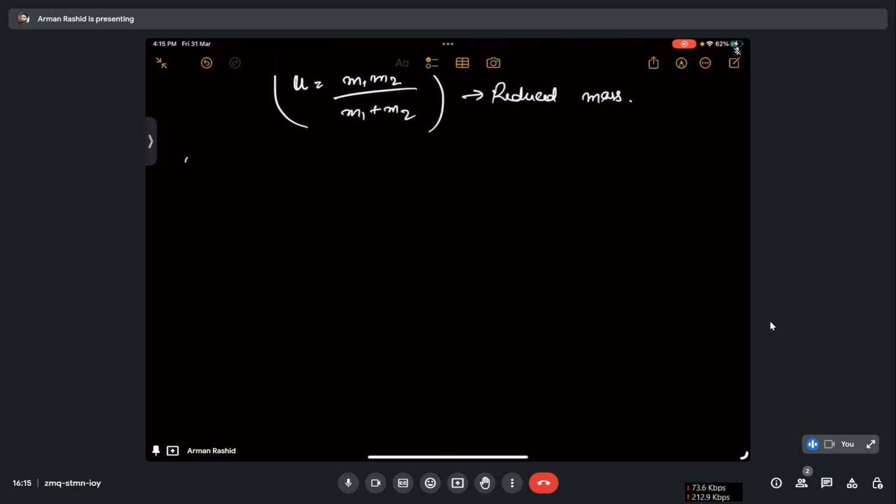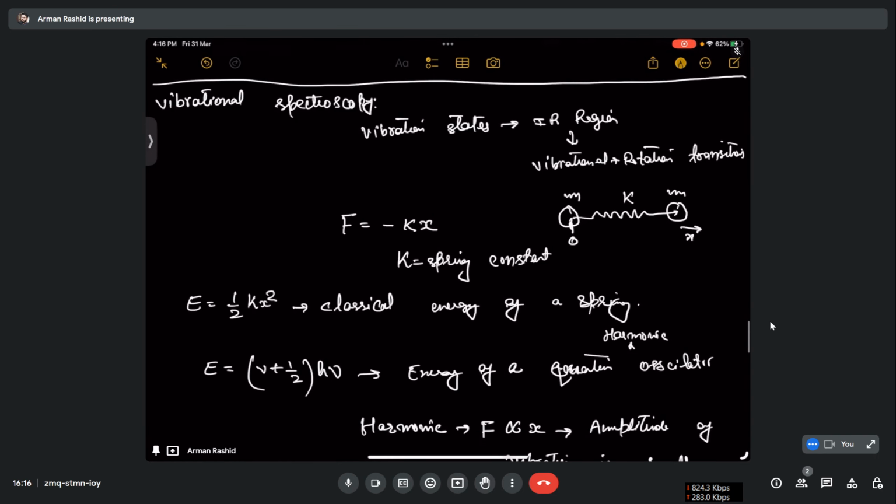Okay, now we'll make the different energy states. We have a vibrational energy equivalent to v plus 1 by 2 h nu. So when v is equivalent to 0, what will be the state? The energy is given by 1 by 2 h nu, then v is equivalent to 1, the energy will be given by 3 by 2 h nu.